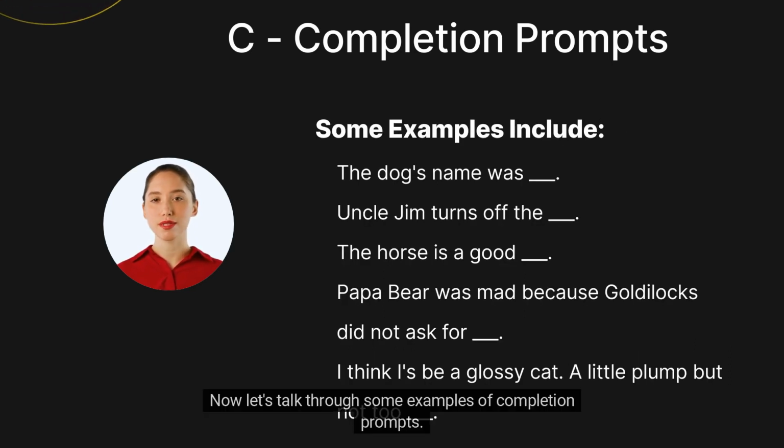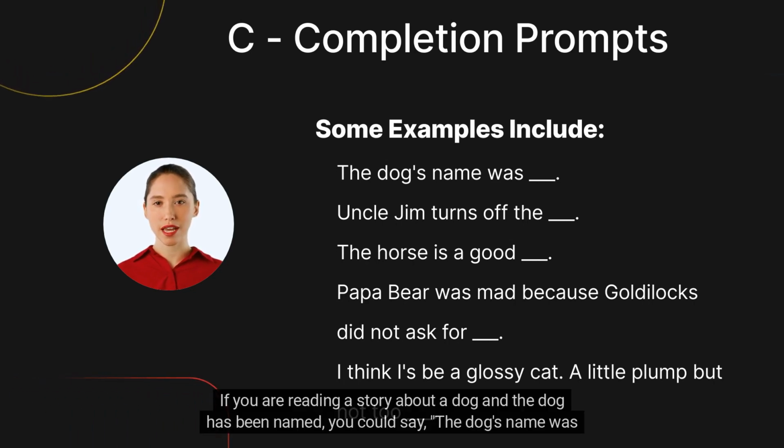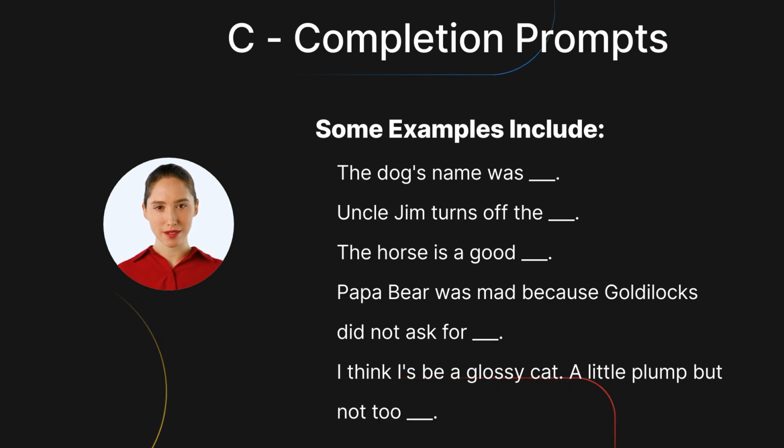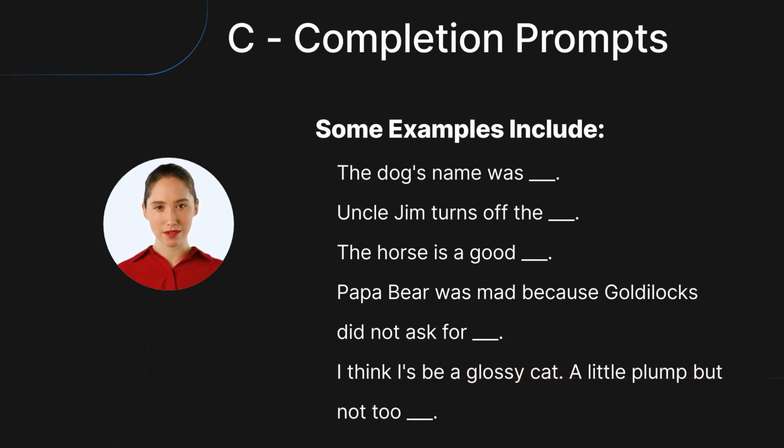Now, let's talk through some examples of completion prompts. If you are reading a story about a dog and the dog has been named, you could say, "The dog's name was..." and just stop talking and let your child fill in or complete your sentence. And once they do so, you can continue the PEER sequence.